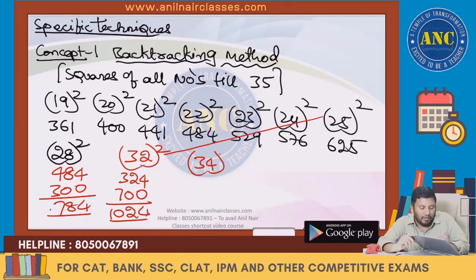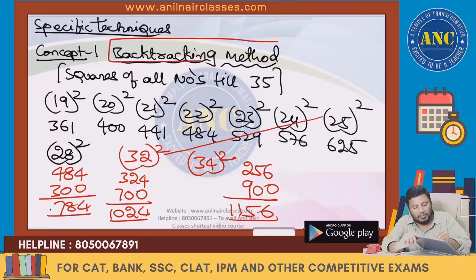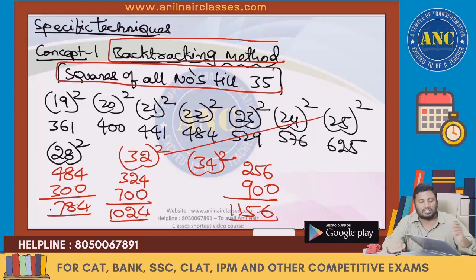34 square. 34 is how many units ahead of 25? 9 units. Go 9 units back. 16 square 256. 9 units, 900. 1156. This backtracking method is used to find the square of all the numbers till 35.